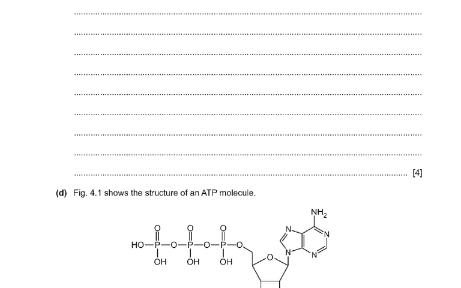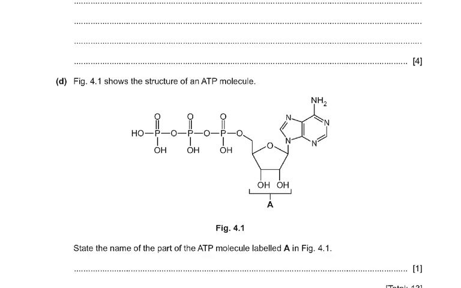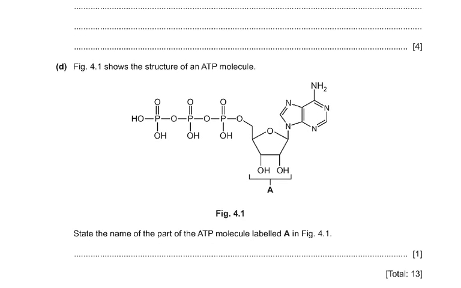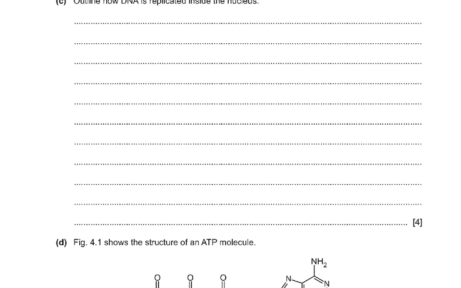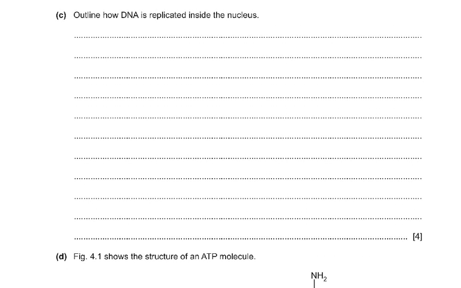Then the last question, interesting, shows the structure of an ATP molecule. State the name of the part of the ATP molecule which is A. What is that? That is ribose, not deoxyribose. ATP has a ribose, and you could not have said pentose because it said the name. So it's a ribose.